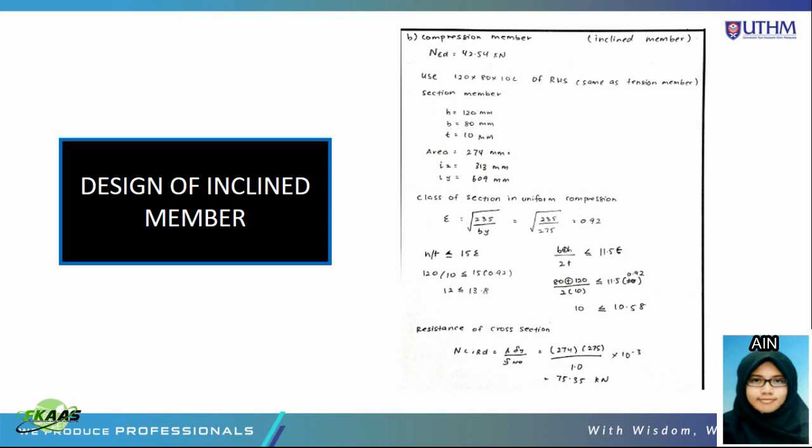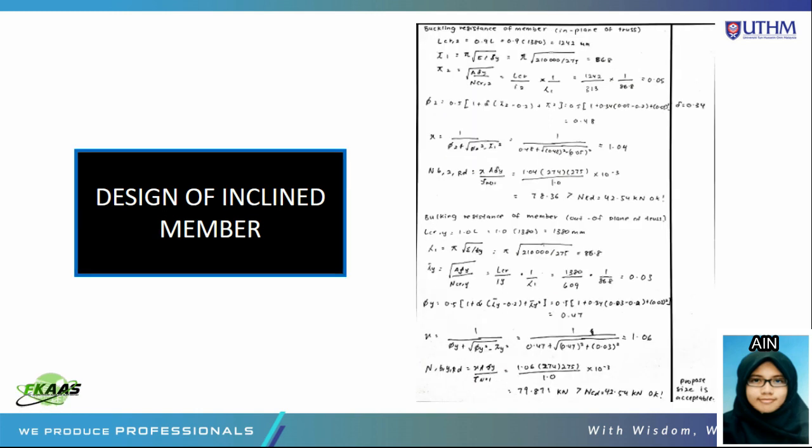For the compression member, H is equal to 120 mm, B is equal to 80 mm, T is equal to 10 mm, area is 274 mm², IZ is equal to 313 mm, IY is equal to 609 mm. Class of section in uniform compression is equal to 0.92. H over T is equal to 10, while 11.5T is equal to 10.58. Resistance of cross section is equal to 75.35 kN. Continue with buckling resistance of member in plane of truss.